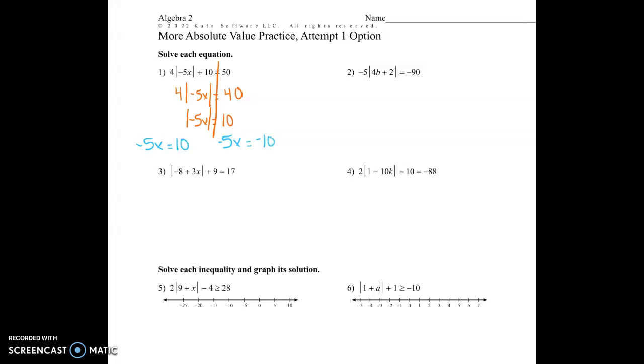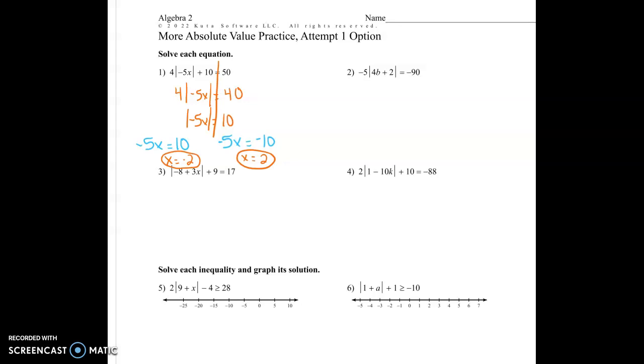And now we're not done. We haven't solved for x yet. In the first problem, I'm going to divide by negative 5 and get negative 2 as one answer. And then on the other one, I'll divide by negative 5 and get a positive 2 as my answer. All right, let's just go to number 2.